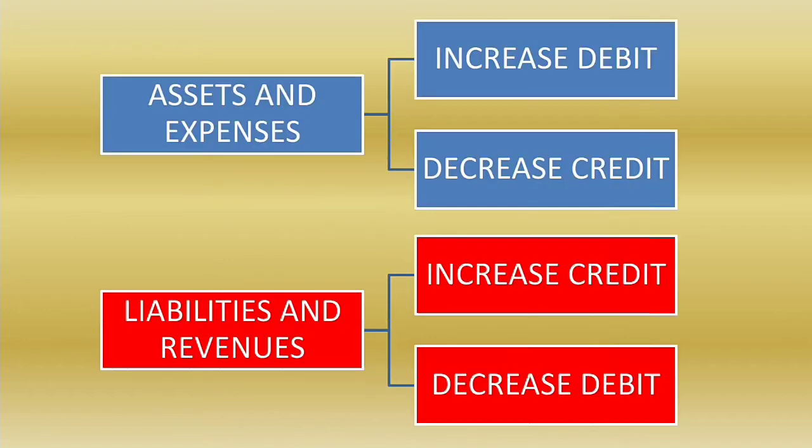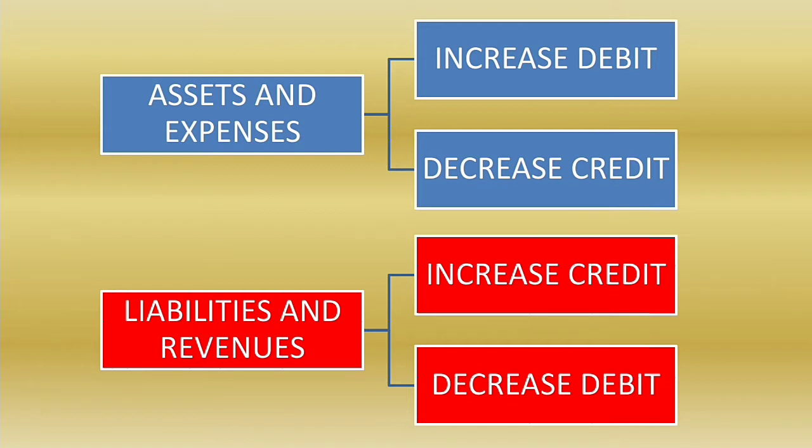Journalizing. Today we are going to journalize the transactions. For that we should remember 2 points. Assets and expenses increase debit, decrease credit, and liabilities and revenues increase credit, decrease debit. These are the 2 points. These are nothing but rules of debit and credit. These 2 points should be in our mind while journalizing the transactions. Then we can easily journalize any transaction.